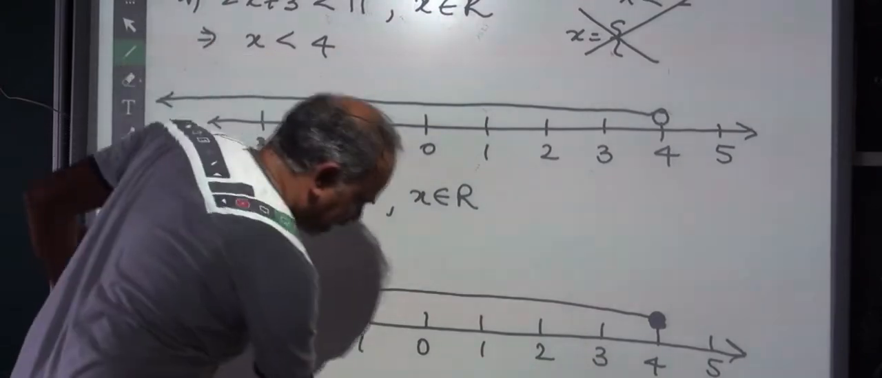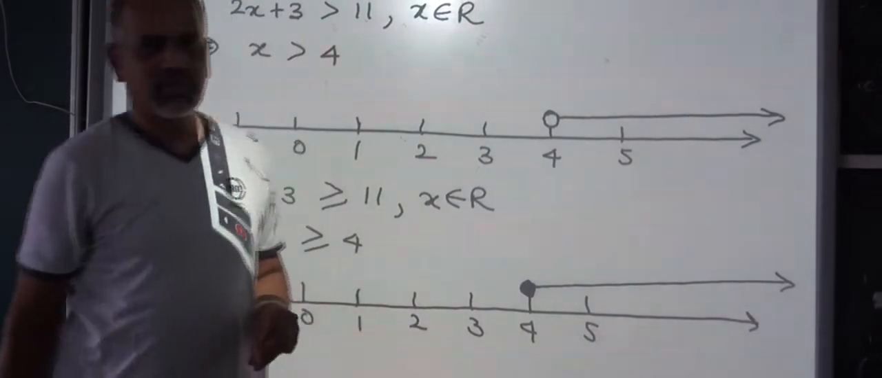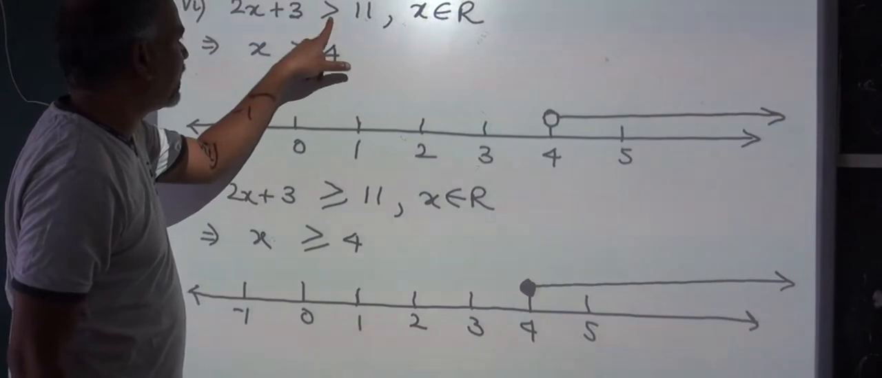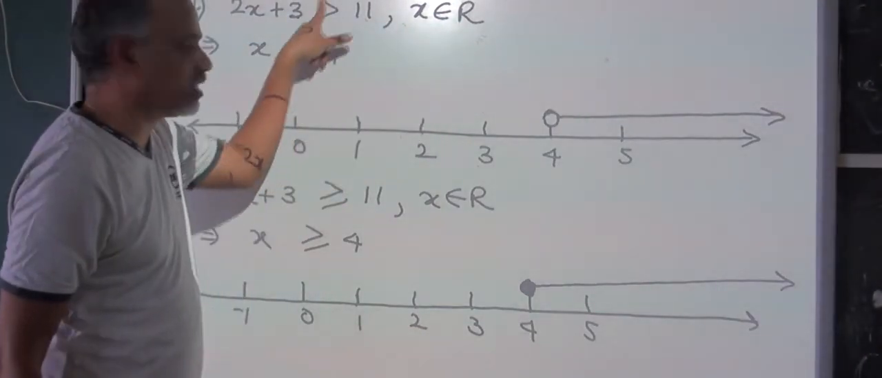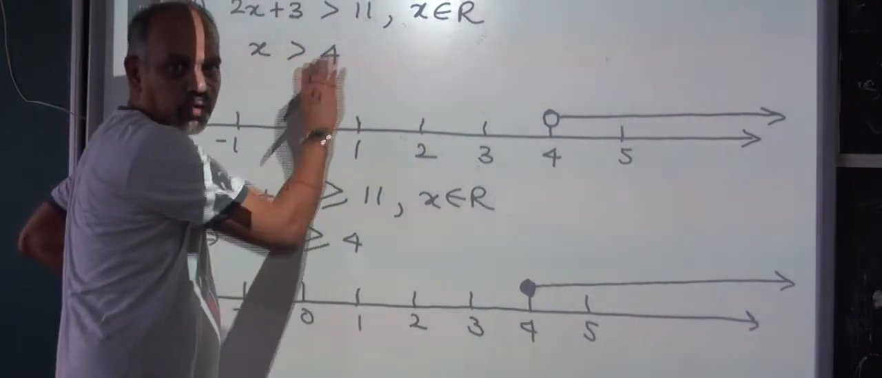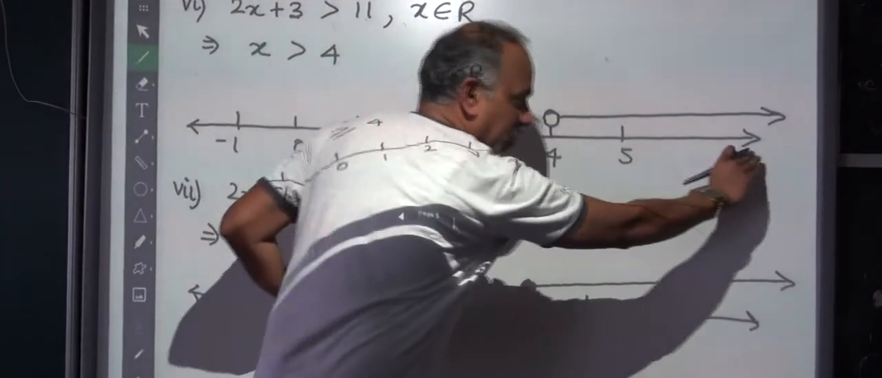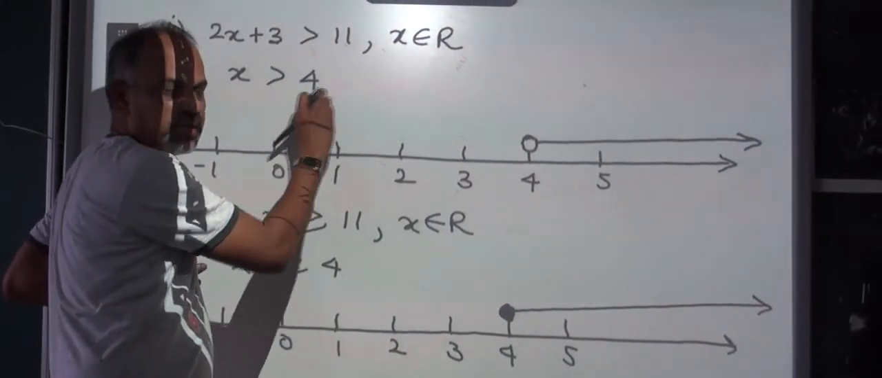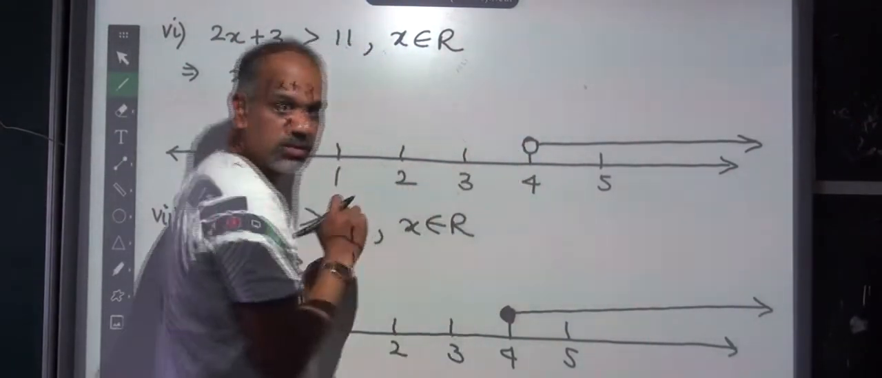Next. Same example, again I have changed this sign. Now it is 2x plus 3 is greater than 11 and x belongs to real numbers. This sign has changed, it's greater than 11. If you solve this, you get x is greater than 4. Now to represent this on the number line, the same sort of number line I have drawn. If you read this, x is greater than 4. It's not equal to 4. So above 4, I have put a hollow dot.